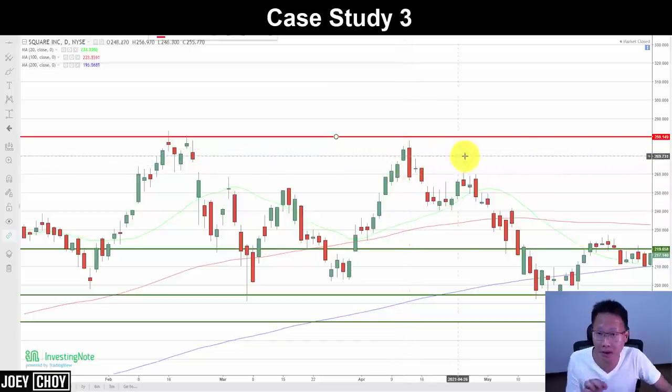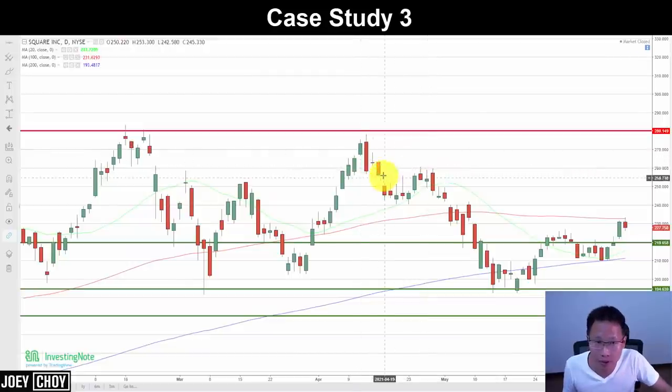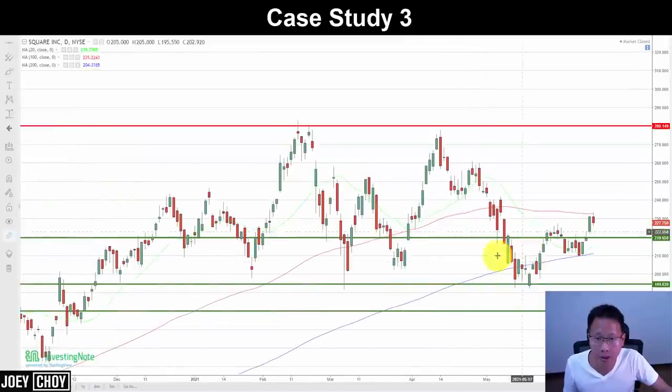So something like a bearish engulfing, and you can see it started to consolidate, broke the 260 support, and the selling started to happen, right? Now we are pretty much back to some consolidation.